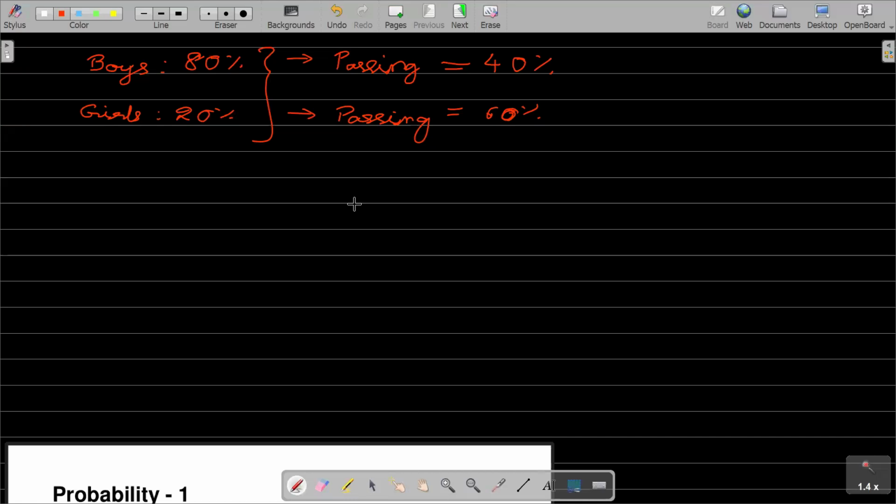Now, the question is that you are randomly selecting a student. What is the probability that that student has passed the examination? I'm selecting a student at random and I have to find the probability that that student has passed. Now tell me, how will you approach the question? I don't want the answer. You tell me, how will you approach the question? What's the first thing that you will do? How will you start the solution of this question?